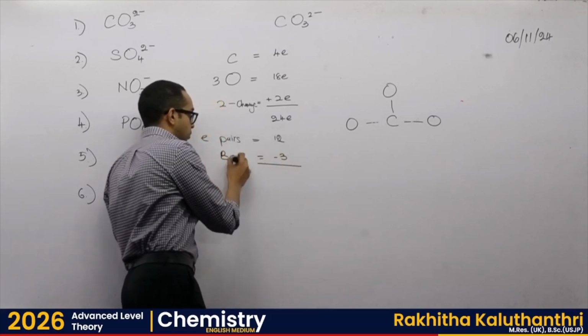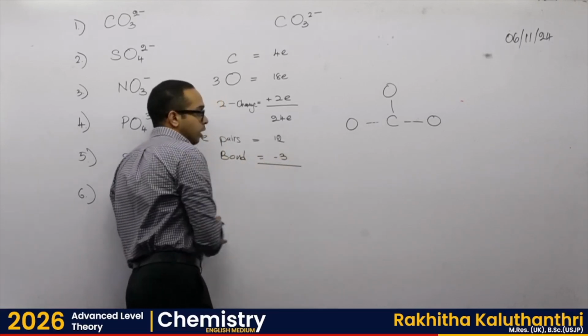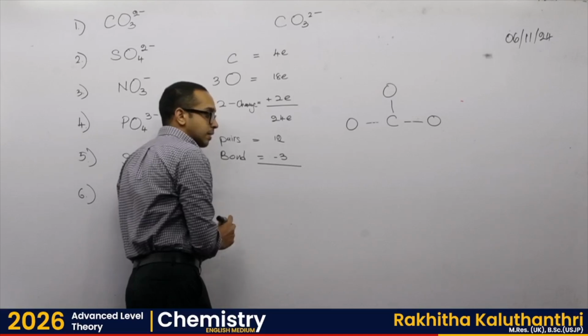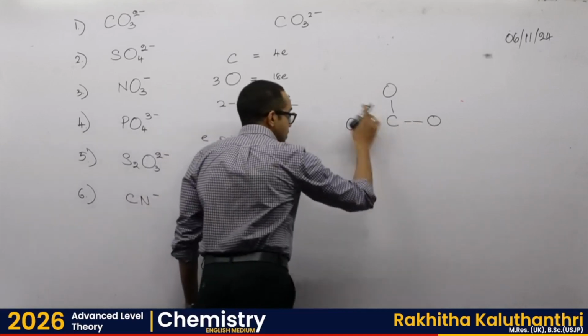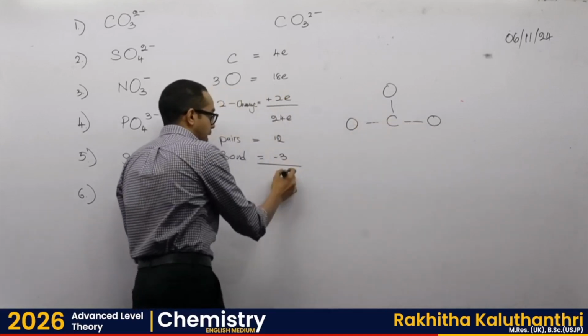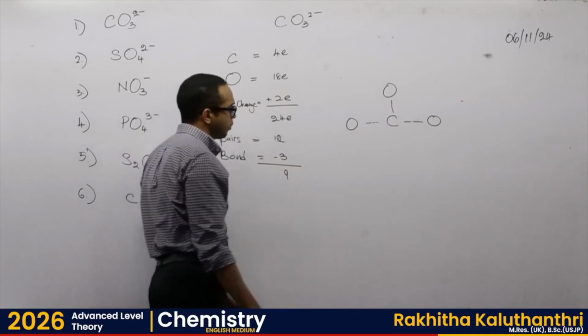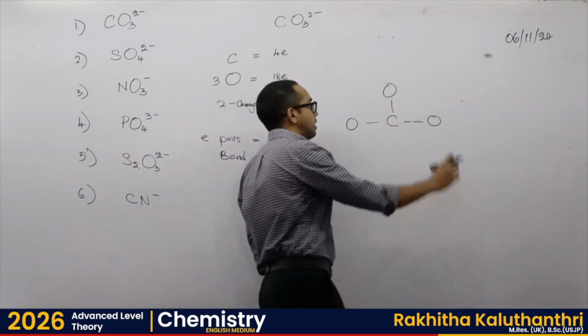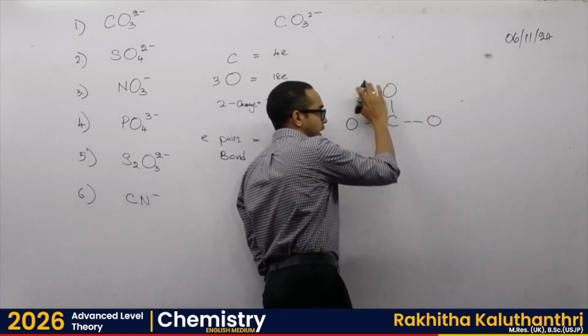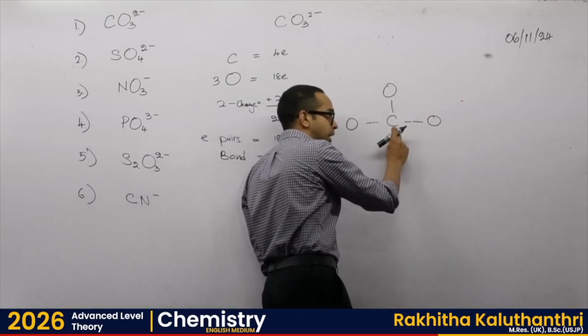Out of that I have already shown 3, so therefore I subtract that, right? For bonds I have utilized 3 electron pairs. So then I am left with 9 more electron pairs. I will distribute them to the outermost atoms first, and then if there are any remaining I will give them to the central atom.